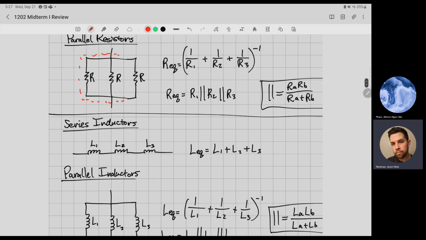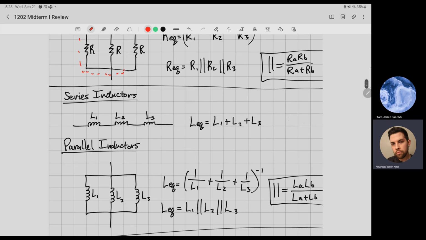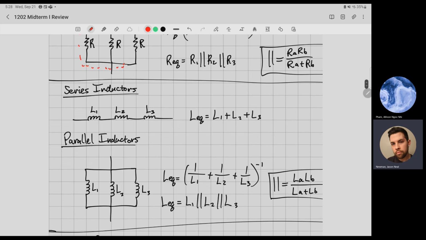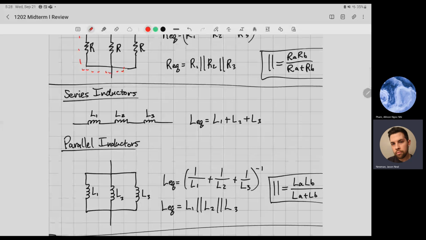So series inductors are literally the same exact thing as resistors, as far as series and parallel goes. They're not identical, but they're both passive components and they behave the same. There's a lot of differences between these two, but I won't go into that right now. Let's just focus on the series and parallel parts. So resistors and inductors are identical as far as you're concerned right now.